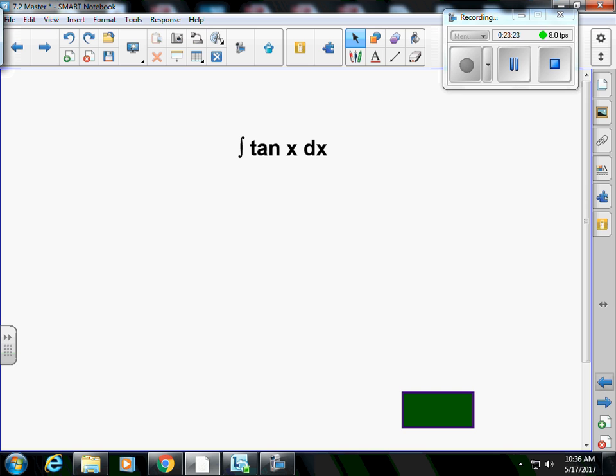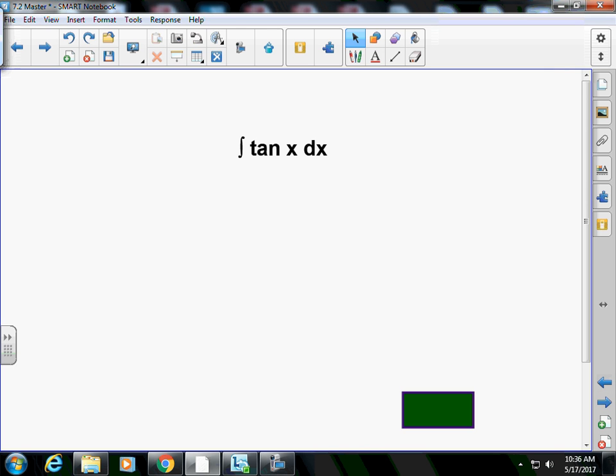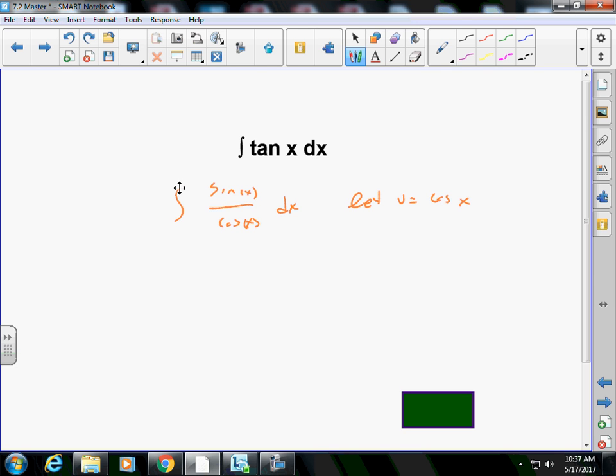Tangent x dx. We need to solve this. This is actually not a bad problem. We could rewrite this. You do not have to, what I'm showing you now is something that's kind of interesting, and we're going to derive something here. So we have sine of x over cosine of x dx. I can let u equal cosine of x, so du equals minus sine x dx, or minus du equals sine x dx. So now I can do a u substitution is all I'm trying to get at.